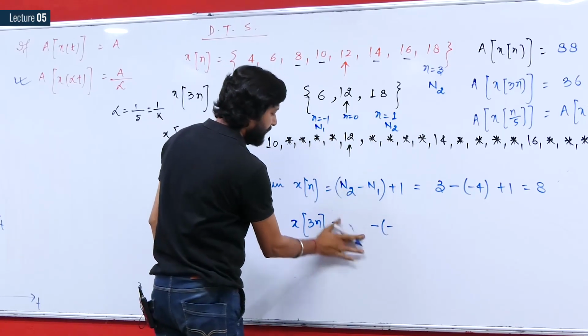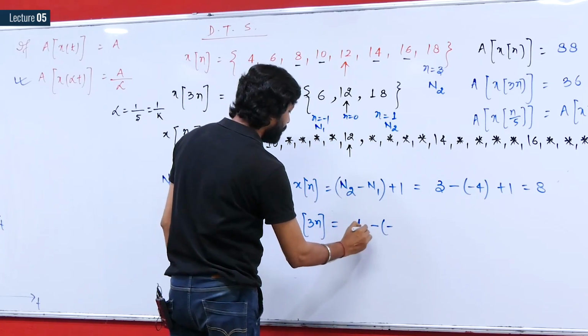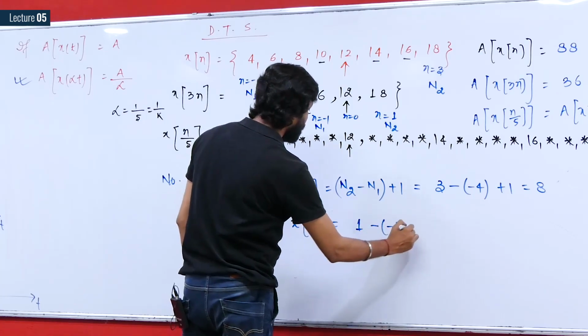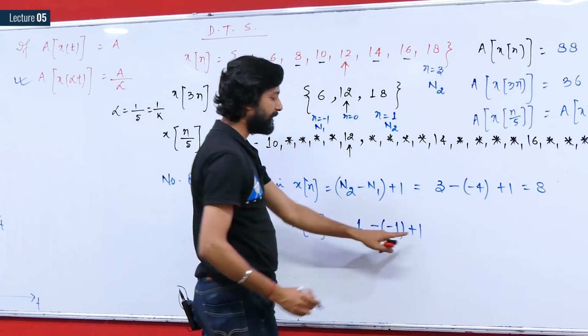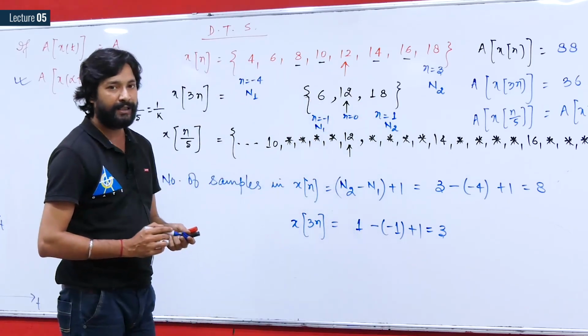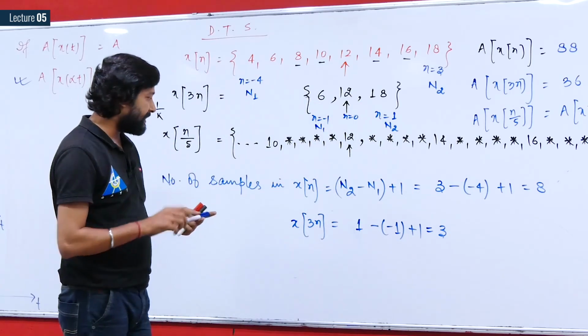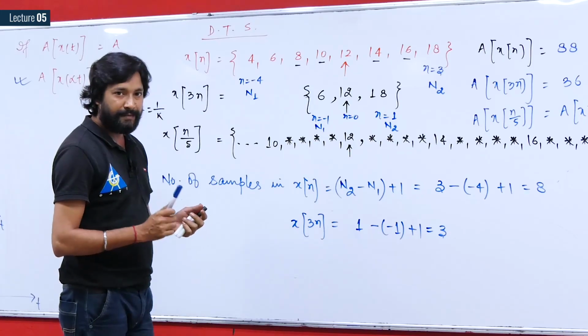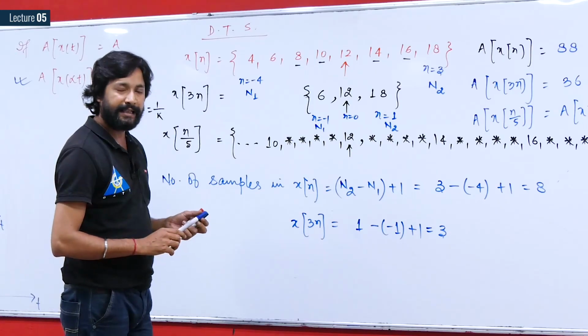So it would be, number of samples will be n1 minus n2 plus 1. It is 1 plus 1, 2 plus 1, that is equal to 3. So you can see here also, the number of samples in this signal is 3. So we can see here that after decimation, the number of samples is getting reduced.